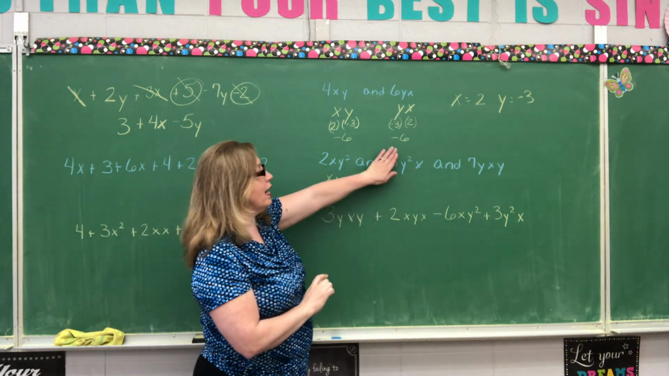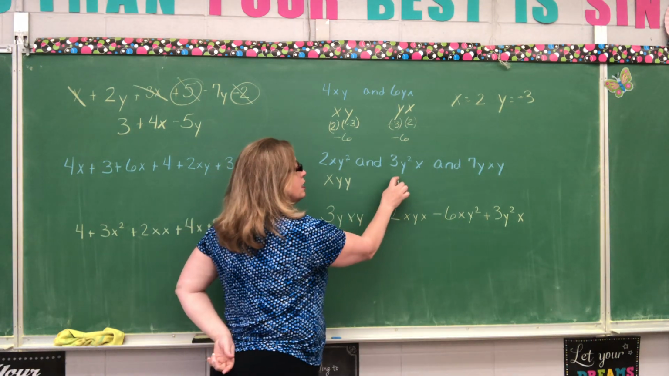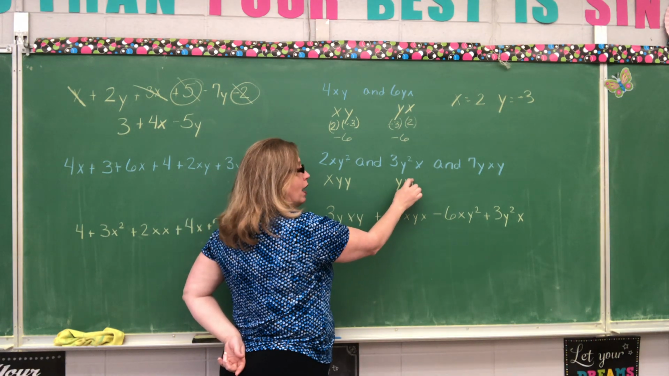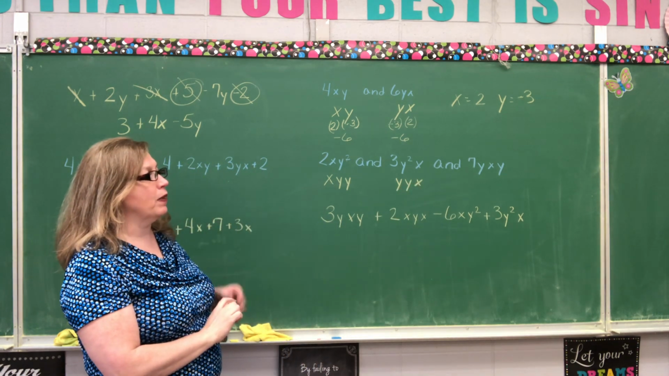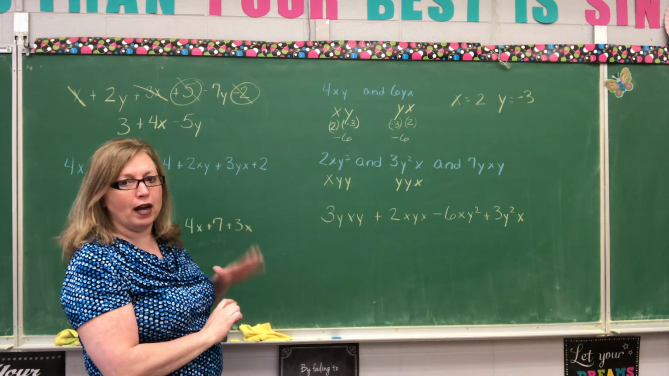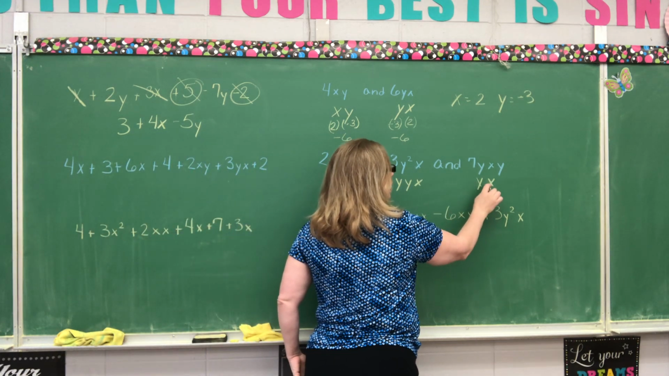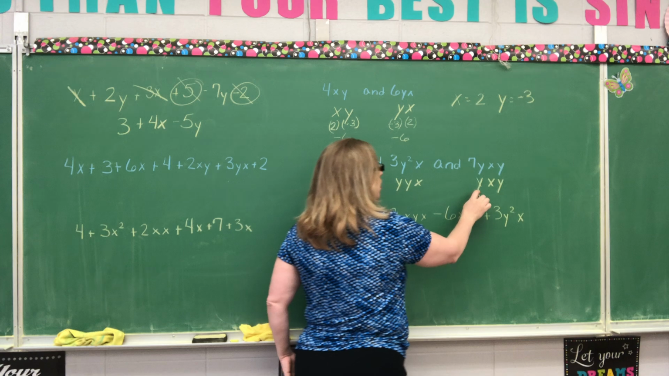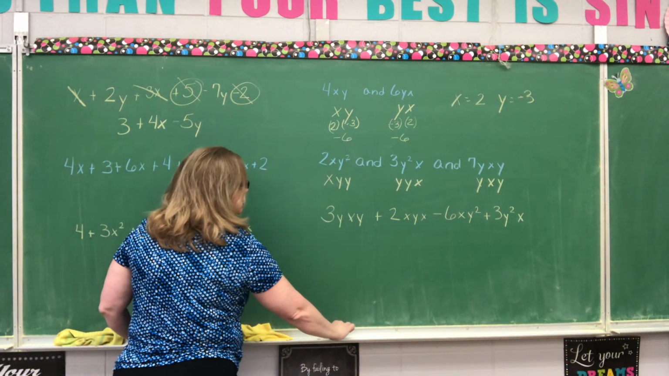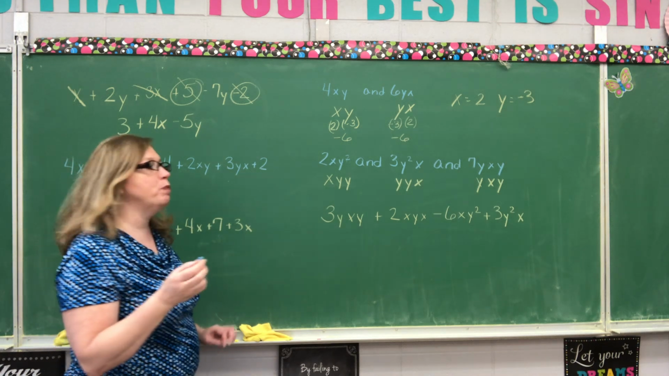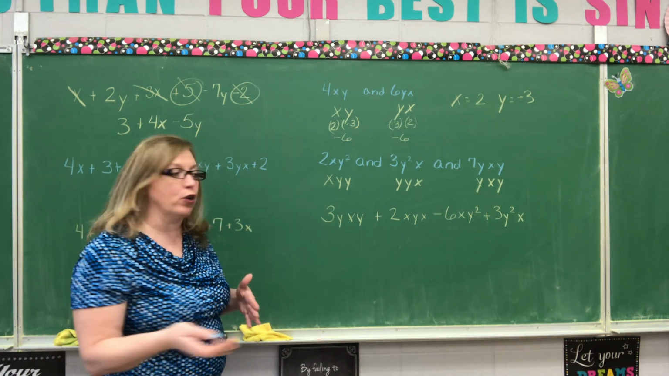Then I'm going to go over here, and again, I'm going to forget the coefficient, looking only at my letters. This is y squared, which means y times y, times x. And look at the last one, 7yxy. Drop the coefficient and write the letters: y, x, y. Now, I can go back, and I'm going to use a different colored chalk just so you can see it a little better. I'm going to put them in alphabetical order, okay?